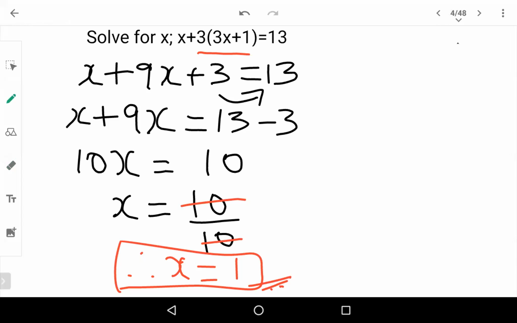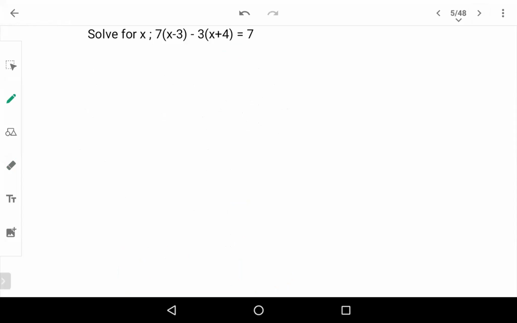Understood? Any doubts in this problem? Yeah, x is equal to 1. Good. Now let us go to the next question.